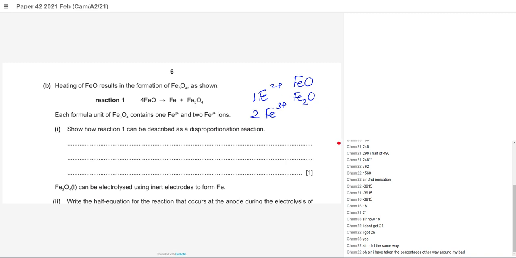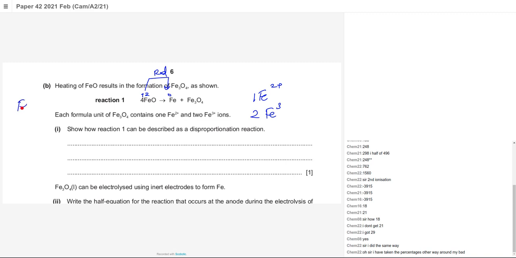Anyway, let's look at the question. Show how reaction 1 can be described as disproportionation. You can clearly notice the simultaneous increase and decrease in the oxidation state. Iron in iron 2 oxide is +2. Iron in Fe is 0. So this is a decrease in oxidation state, which is reduction.